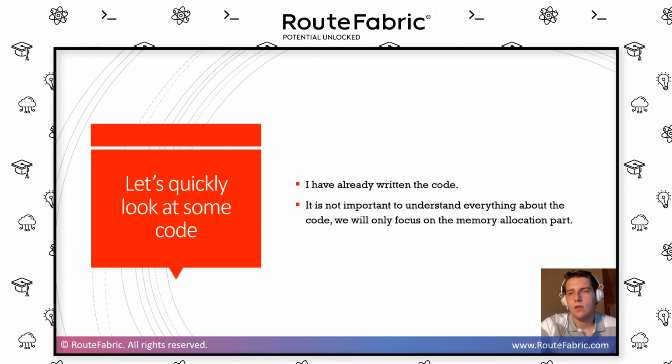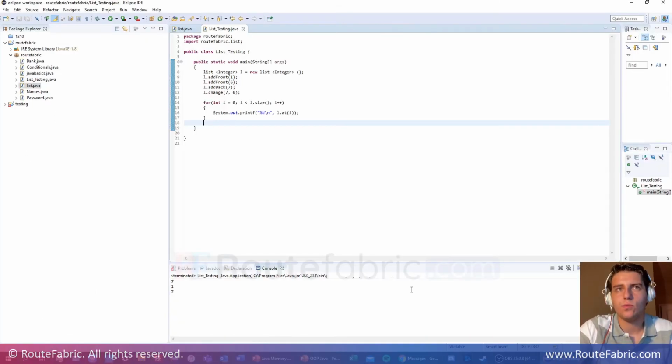All right, so let me just open up the Eclipse workspace real quick. Basically what I've created here is a container, a linked list data structure, to hold any type we want to hold.